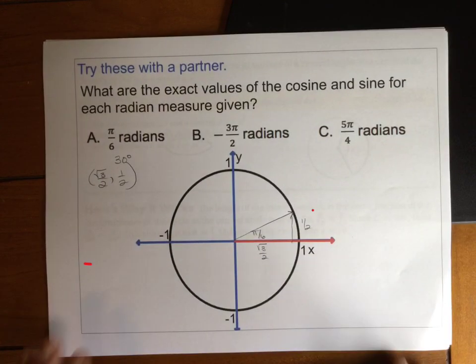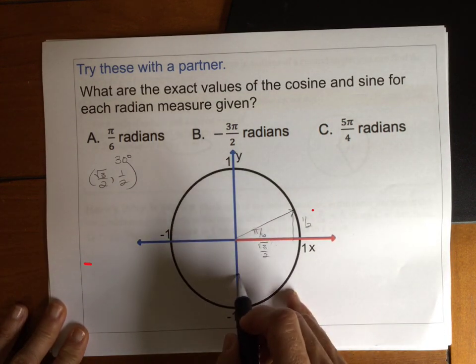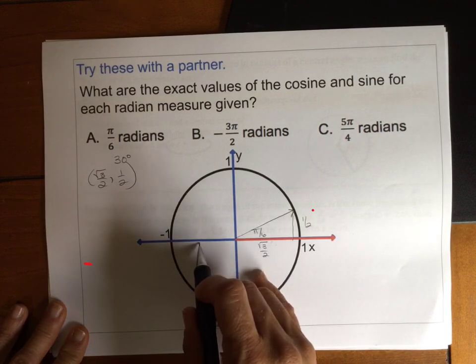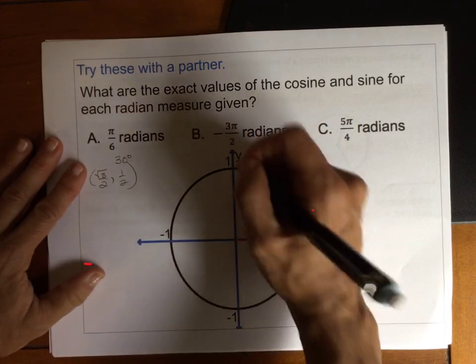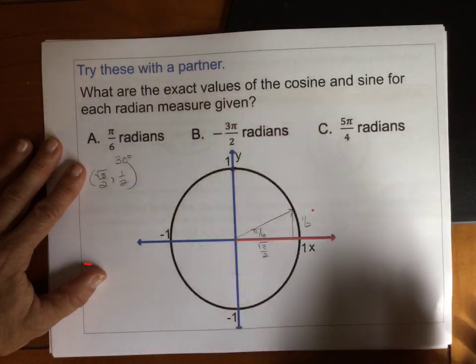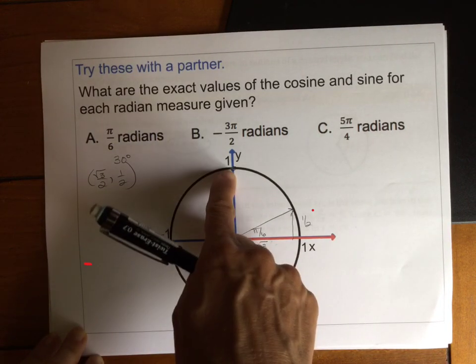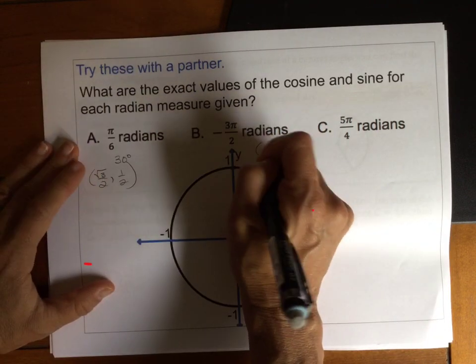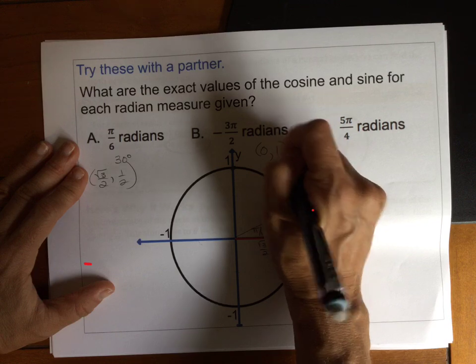All right, negative 3 pi over 2. Hopefully you guys figured out that was negative 270 degrees, but you could also count it. Here's negative 1 pi over 2, negative 2 pi over 2, negative 3 pi over 2. So I'm up here. This is the point I'm talking about. It's not a special right triangle, but I know that point because my x value here is 0, but my y value is 1. And so my cosine is 0 and my sine is 1.